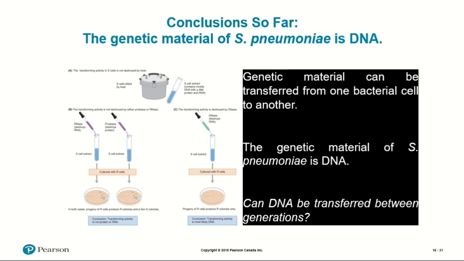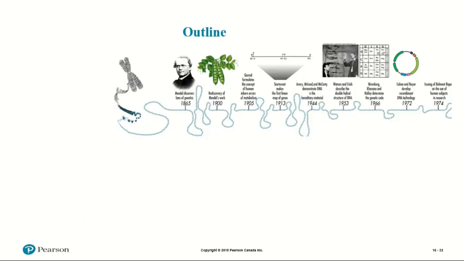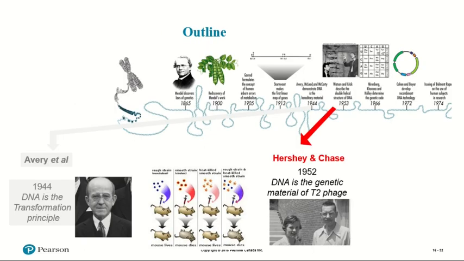So far, based on the experiment that I just explained, genetic material can be transferred from one bacterial cell to another. However, there is still one question: can DNA be transferred between generations? This question was answered by the next group of scientists. The next piece of information was found by Hershey and Chase in 1952, and they found that DNA is the genetic material of the T2 phage.